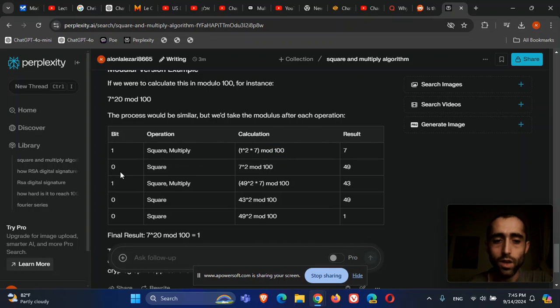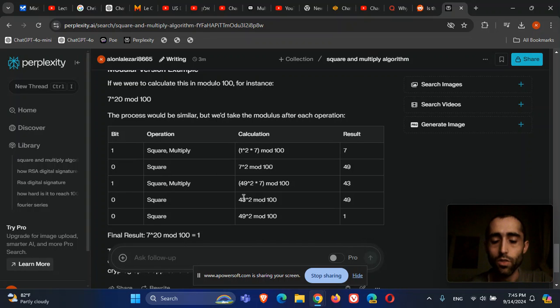Take the result, and the bit is now 0, so just square it. So 7 to the power of 2 is 49, mod 100 is still 49. The next bit is 1 in the binary representation of 20, so we need to square and multiply. Take the result from the previous step and square it, then multiply by 7, and then take mod 100. You will get 43.